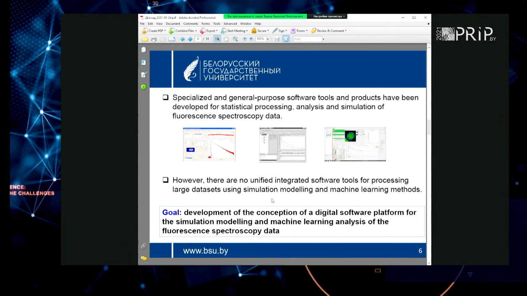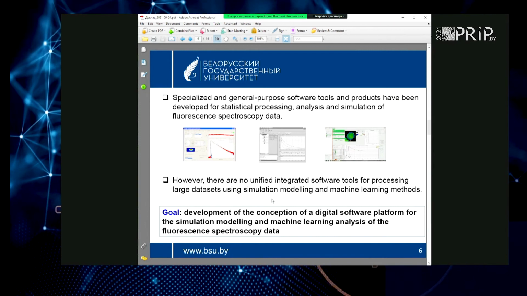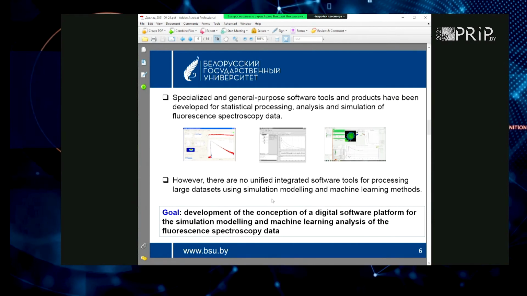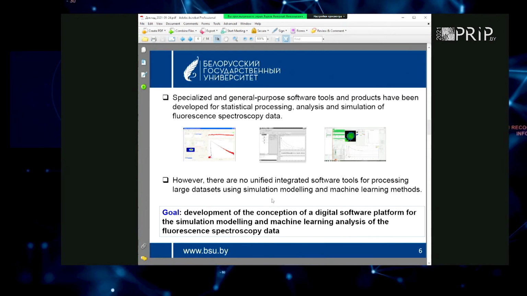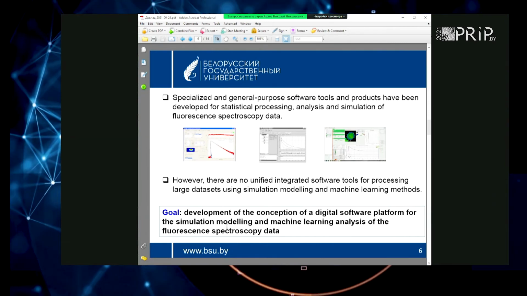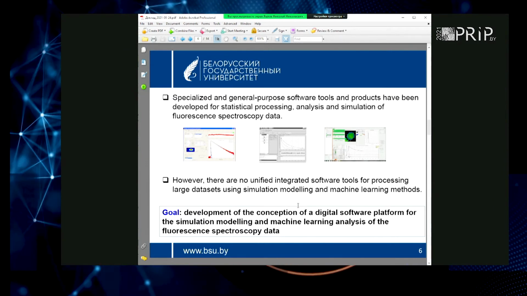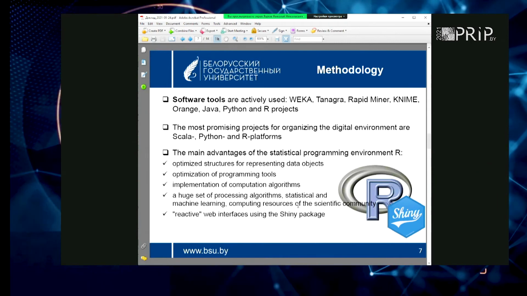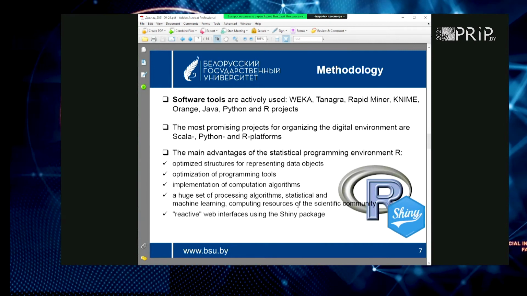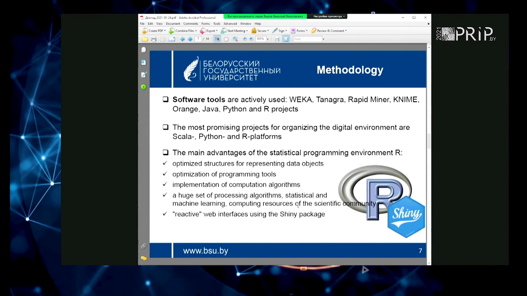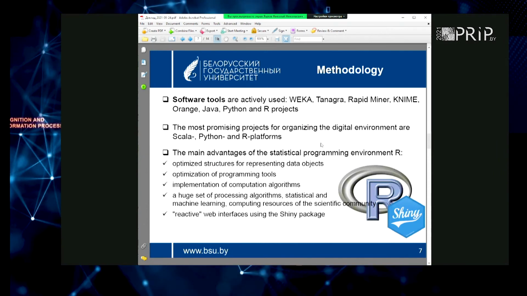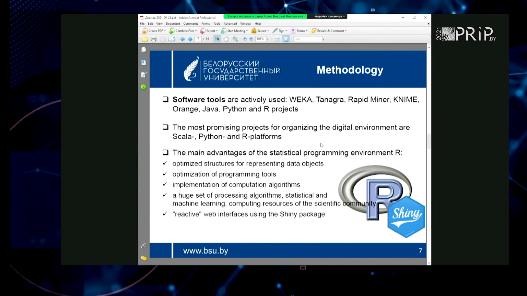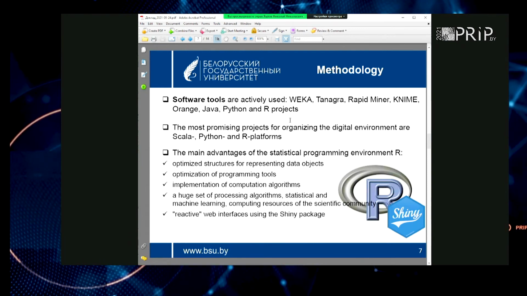This is a unique thing in this approach. I would like to say that many software packages are developed for fluorescence data analysis, but there is none that includes analysis with simulation modeling and machine learning techniques in this area, and they are not universal or dedicated for these things. Therefore, the goal of this work is development of the conception of a digital software platform for simulation model and machine learning analysis of fluorescence spectroscopy data. To develop such a digital platform, we should take some principles into account. This should be a kind of programming environment where we can realize simulation models, machine learning algorithms, coding facilities for analysis, quality assessment, data visualization, code debugging, and so on. If we consider the market, we can see the proper tools for machine learning.